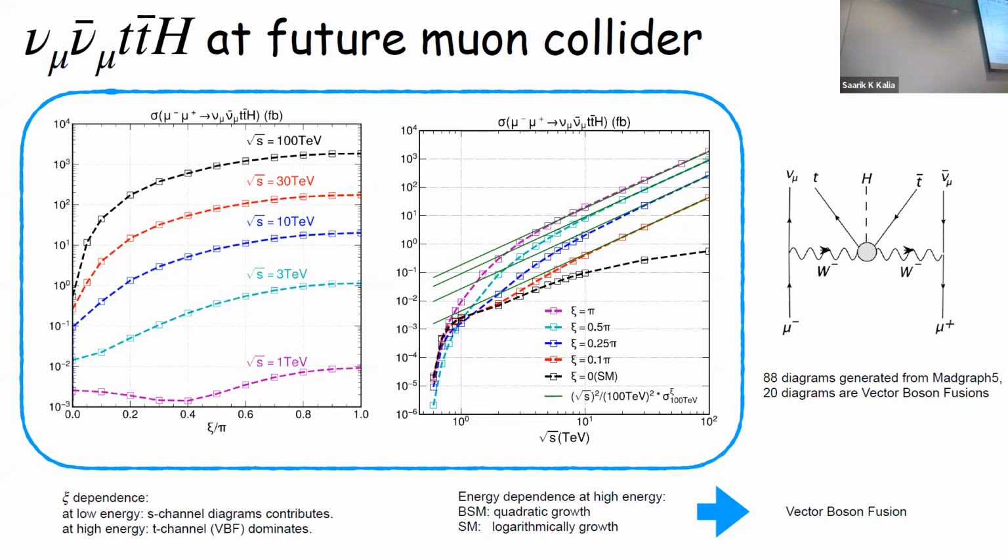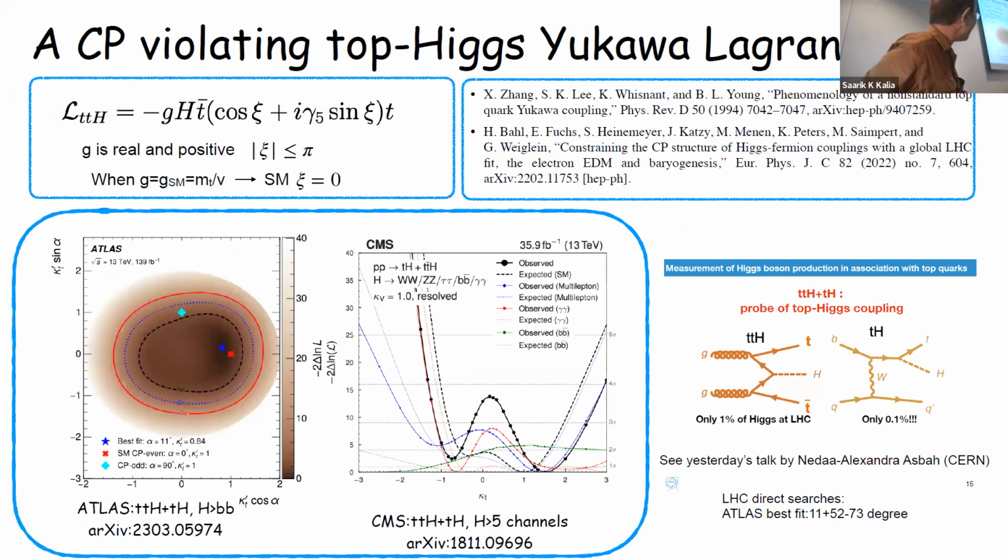Actually, I was not interested in this subject until Yahian showed me this figure. This is the total cross section from mu minus mu plus to mu bar, pp bar h. And this is the phase of the Yukawa coupling. Oh, maybe I didn't define the Yukawa coupling. Maybe let me go back. Here is the phase, and G is real positive, and we just introduced the phase here. And if C is pi, the coupling sign changes.